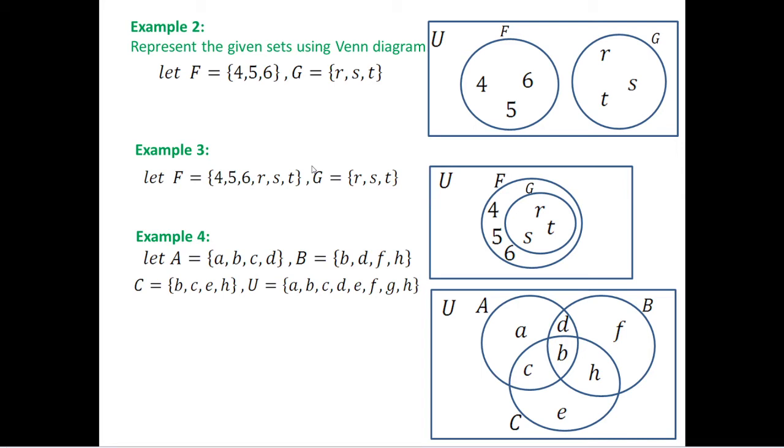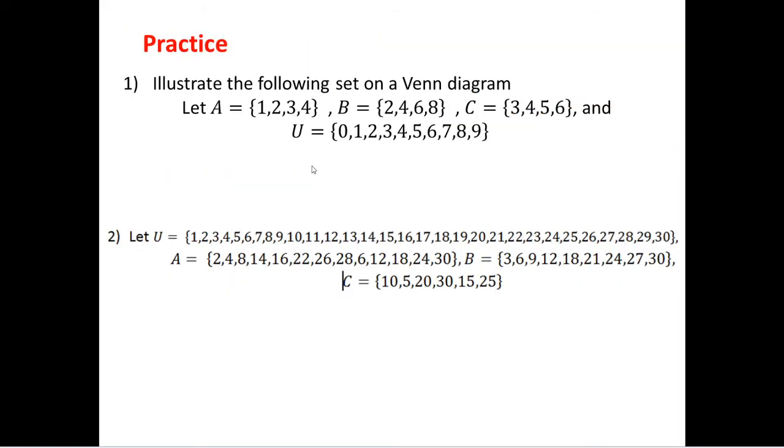And our universal set also has the element G. That element G cannot be found in A, B, or C. So we put it outside the three of them, but inside our universal set, or inside the rectangle. And this is how we represent these four sets in this Venn diagram.